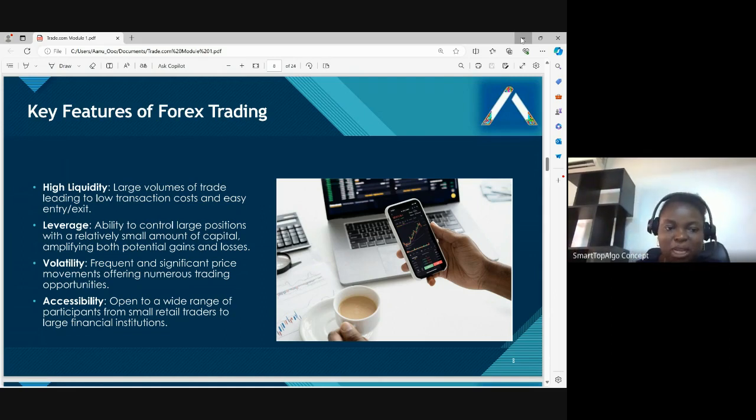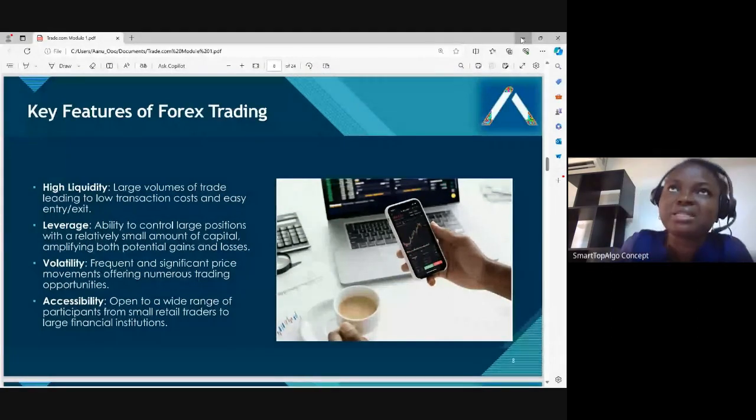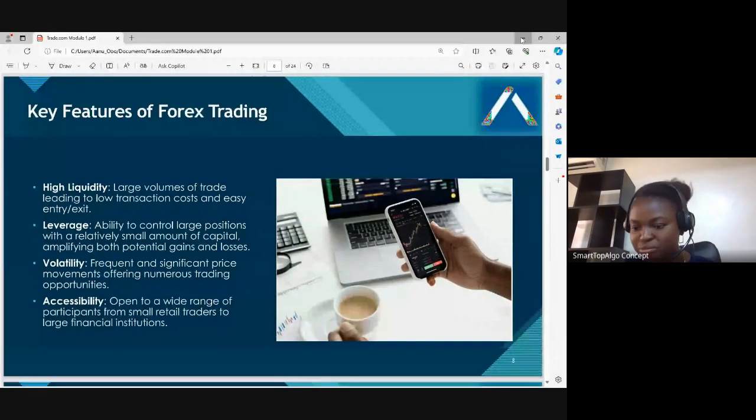Also, another advantage is leverage. Now, what is leverage? Ability to control a large position with a relatively small amount. Leverage is basically the broker lending you money to trade. When we say lending, they are not necessarily lending you. You are just leveraging on the fact that they already have a platform.